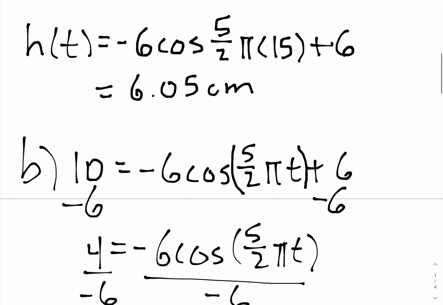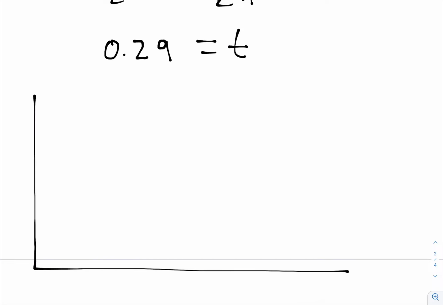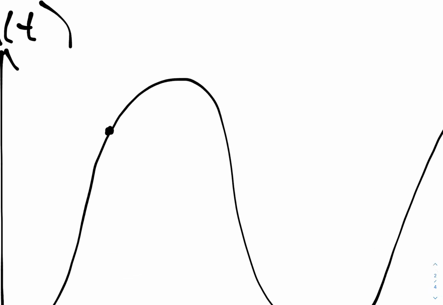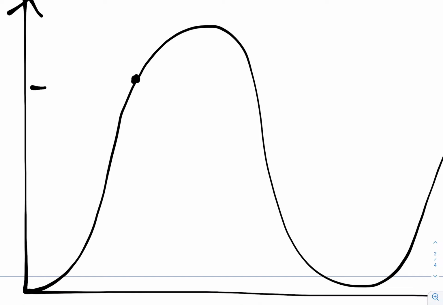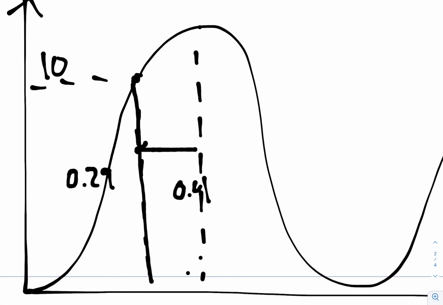Okay, so I'm going to redraw it down here actually to make it a little easier. So this is our function, this is our h of t, this is our t. Okay, and we know when she's 10 centimeters off the ground, this is 10, we know this is 0.29. And we know that exactly halfway between, kind of splitting the wave in half, this is 0.4 right here. So what's the difference from this line on the left to this line that kind of splits the wave in half?